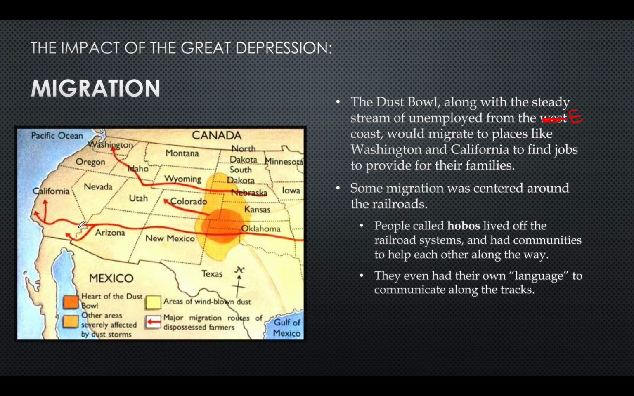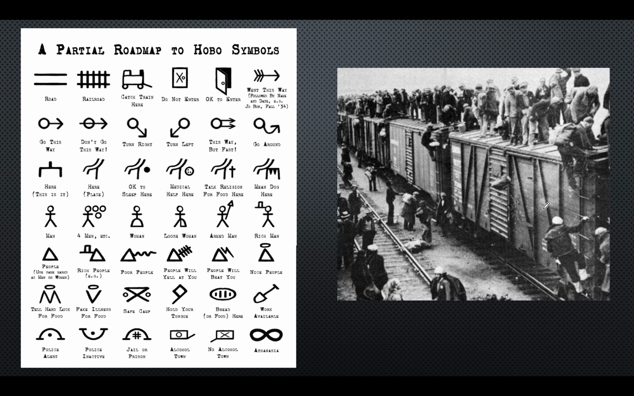Okay. Some migration was centered around the railroads. People called hobos lived off this railroad system. Yeah, I know you've heard of that word before, but this is where it started. The hobos lived off the railroad system, and they actually made communities to help each other along the way. They even had their own language to communicate along the tracks. So here's a picture of hobos. They would live on the train, the things that go on the train.